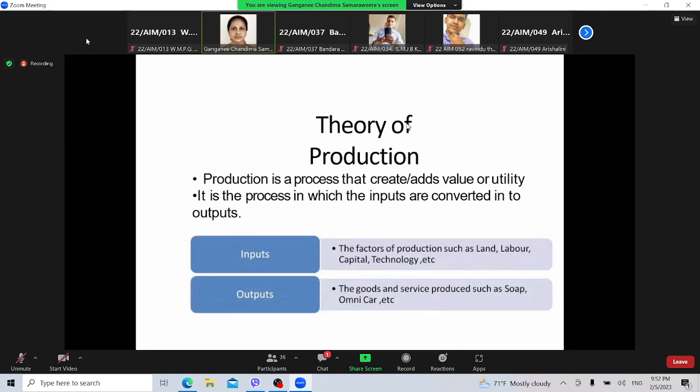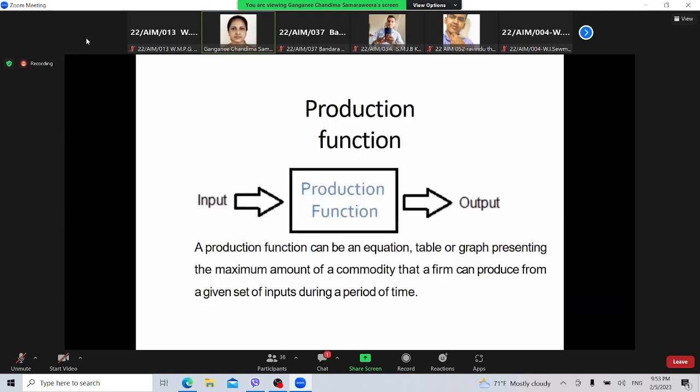So the theory of production says production is a process that creates value or utility. It is a process in which inputs are converted into outputs. As inputs, we use seeds, fertilizer, insecticides, pesticides. These are all inputs converted into outputs in any production. If we use seeds, we can get a plant as output. If we use fertilizer, we can get healthy plants with very good production. So I think you can get an idea of inputs and output.